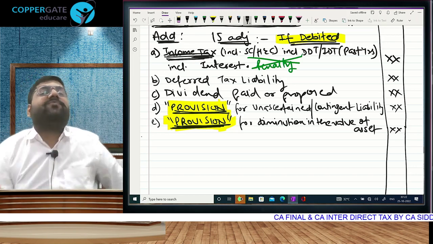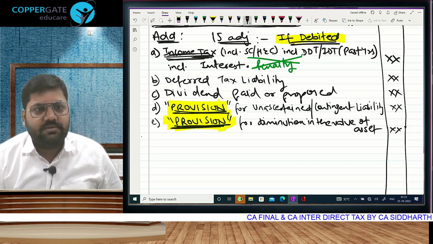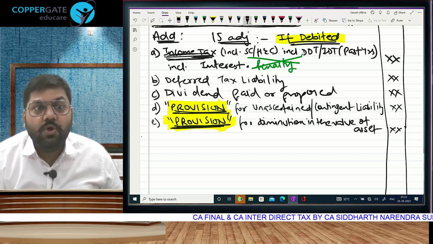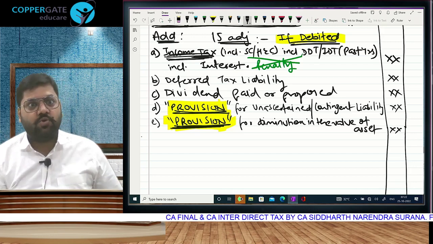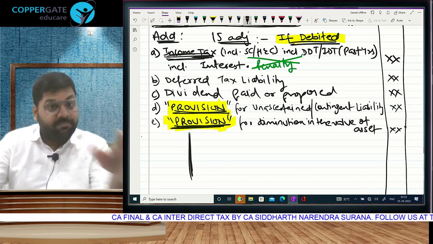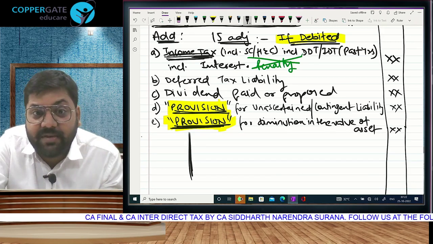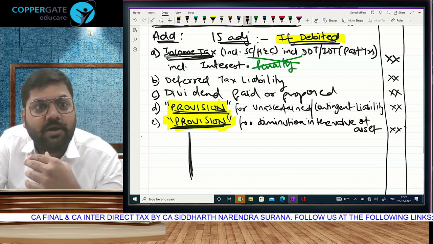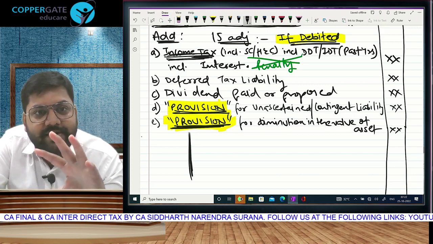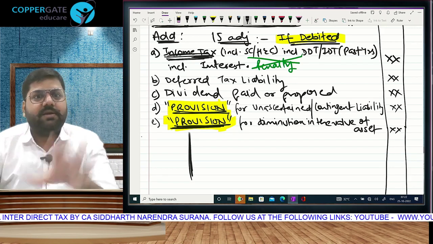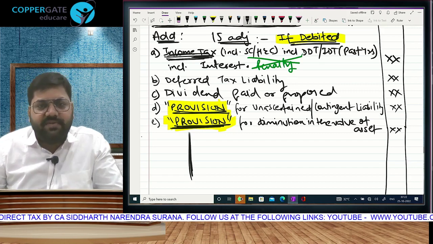Something like reserve for bad and doubtful debts. Is that an actual loss? No. You are expecting your debtors to not pay you. It's a provision. Such provisions cannot be allowed. Because if such provisions start becoming allowed, listen carefully, then every businessman will say, all my debtors are doubtful. Full debtors, you make RDD, debit, claim a loss and claim deduction in tax. Obviously, it will not be allowed.